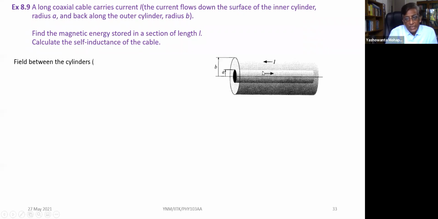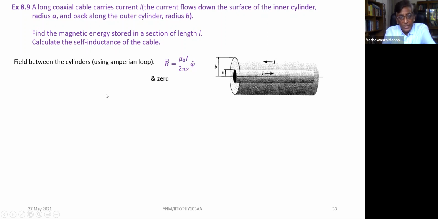So the field between the cylinders, we have done it earlier in an example. Using an Amperian loop, I can always write down mu naught I by 2 pi s in the phi direction. So current is axial, and hence magnetic field is circumferential. With this symmetry the Amperian loop can be used, giving mu naught I by 2 pi s phi, and zero elsewhere, because the inner I and the outer I both feel as if there is a current at the center. So only between these two cylinders is there a magnetic field.